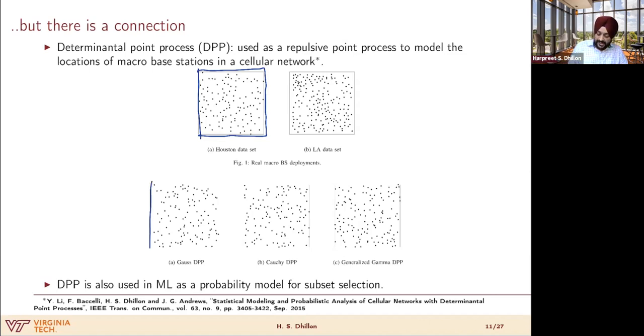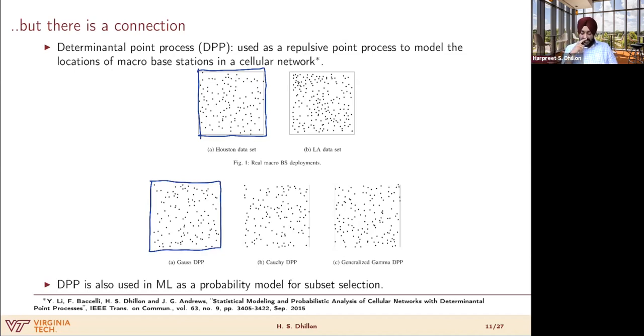This is what you get when you use a Gauss DPP, and likewise Cauchy and generalized gamma DPP. So different models of DPP, and just through eyeballing, you can see that we are sort of capturing the characteristics of the data set. At a very high level, this is the thought process we'll be using later as well, right? You have something deterministic, and you treat that as a realization of a point process, and you use a DPP to model that.